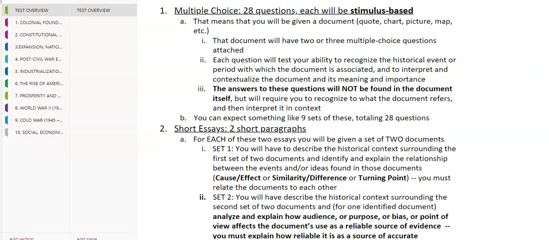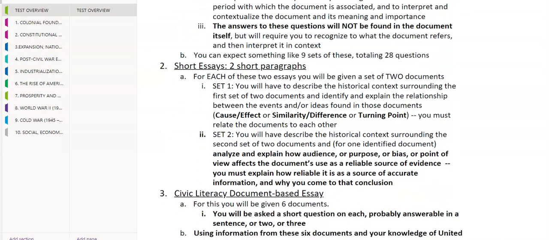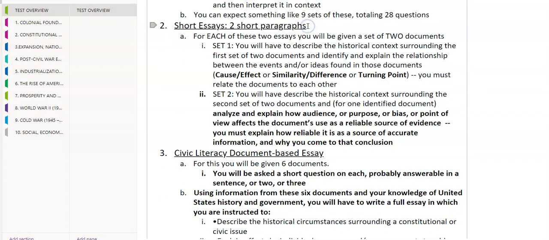The second part of the exam are 2 short paragraphs, what are called CRQs, constructed response questions. What that means is you will have to write 2 short essays, a sort of large paragraph each. These are not particularly long essays. You'll be given a set of documents for each of these essays.